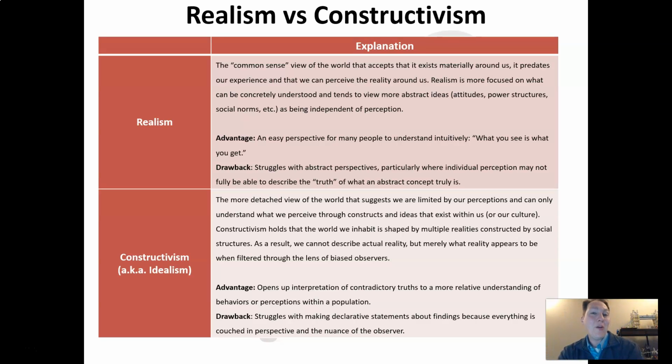This is the common sense view of the world that accepts that the world exists materially around us, that it predates our experience, and that we can perceive the reality around us without it being changed by our perspective on it. Realism is more focused on what can be concretely understood, and it tends to view more abstract ideas like attitudes, power structures, social norms, and so forth as being independent of perception. So in other words, there is some kind of truth that exists beyond our perception that is real, and that's what we can find through research.